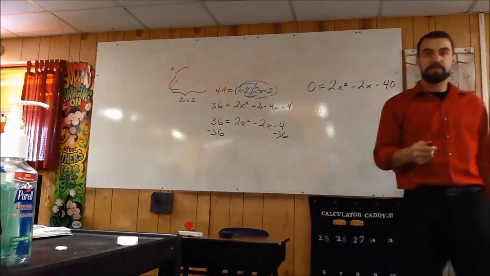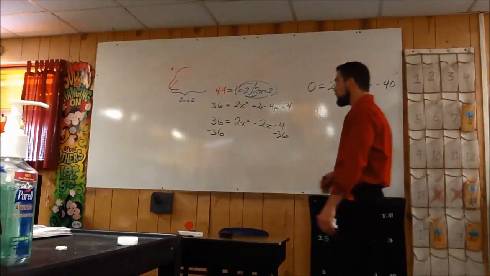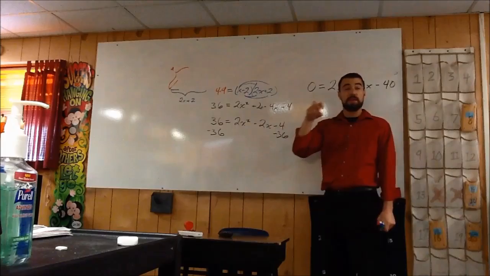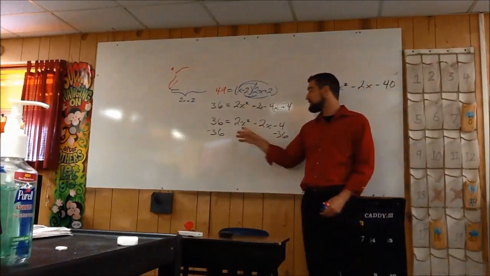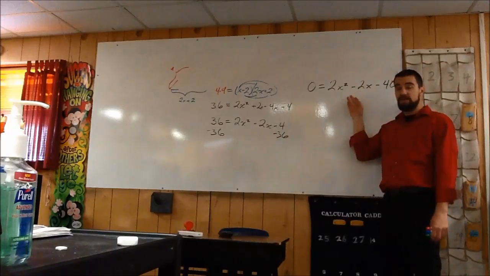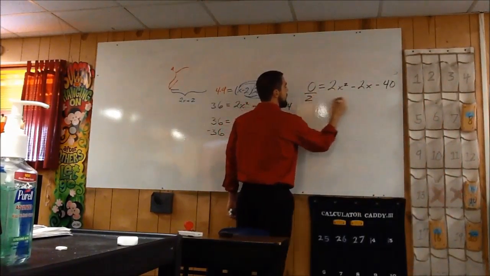Jeremiah, what did you say? I say divide by 2. Divide by 2. That's legit if you were to do that at first, because we need the term with the squared variable, we need its coefficient to be 1. So we need to take care of that right now. So now we're going to divide by 2.